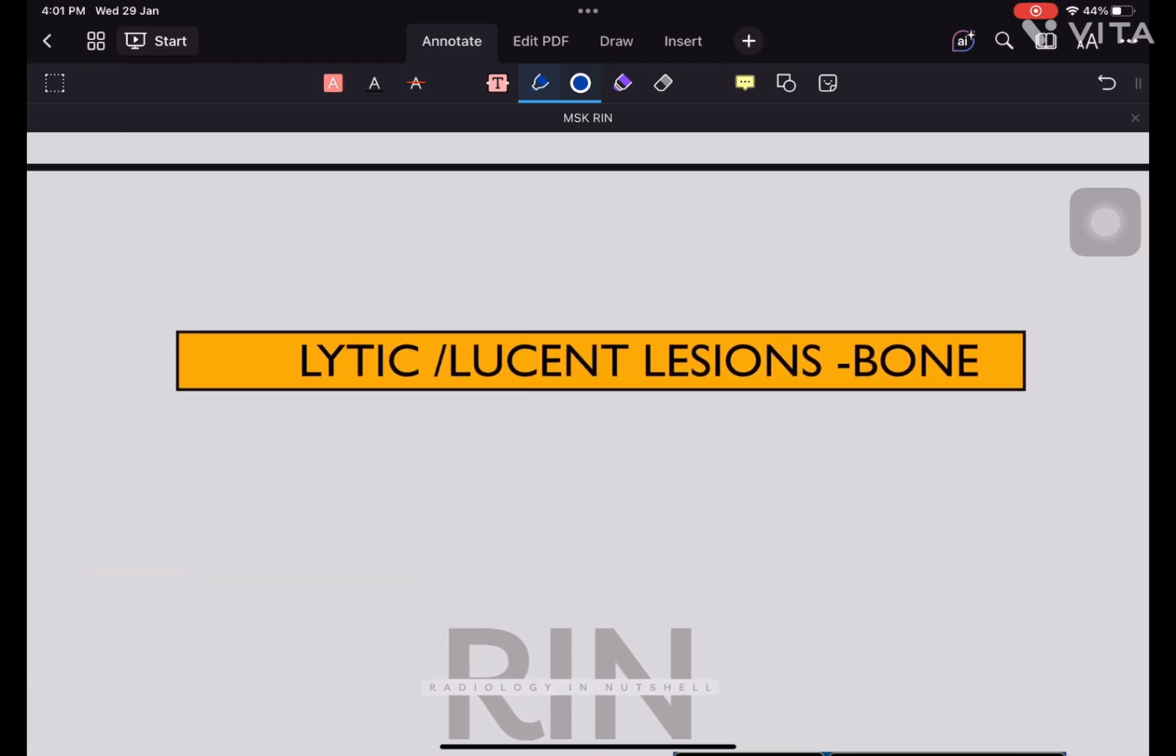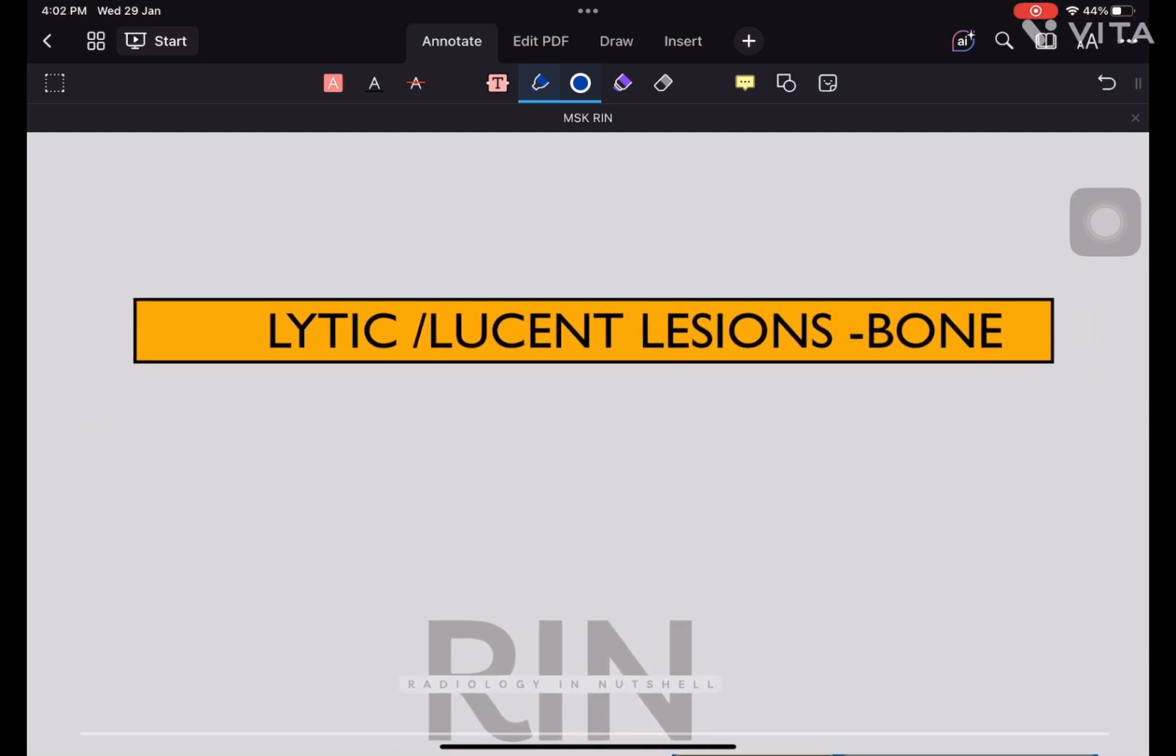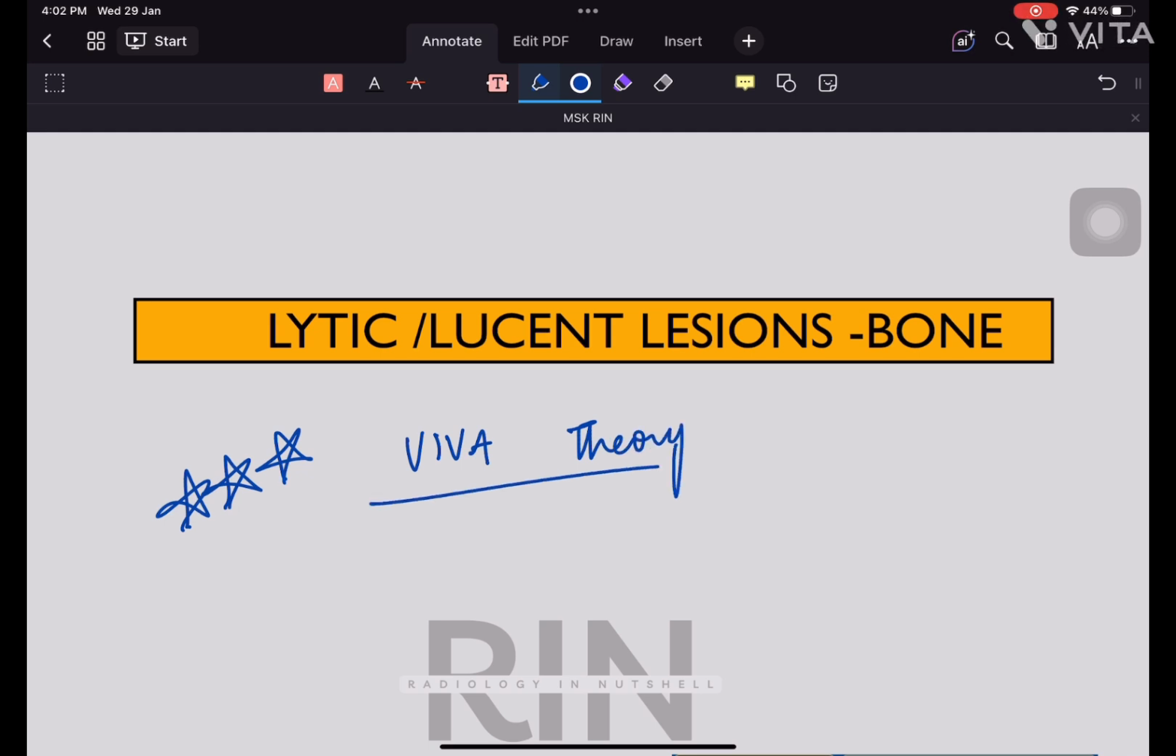Coming to the topic proper of lucent lesions of the bone, there are some 10 to 20 bone lesion names that we need to know, and their appearances on the CT and X-ray are very important. Here I have got the compilation of all the images that are important and all the classic examples also. This is important for viva theory as well as spotters in radiology practicals.